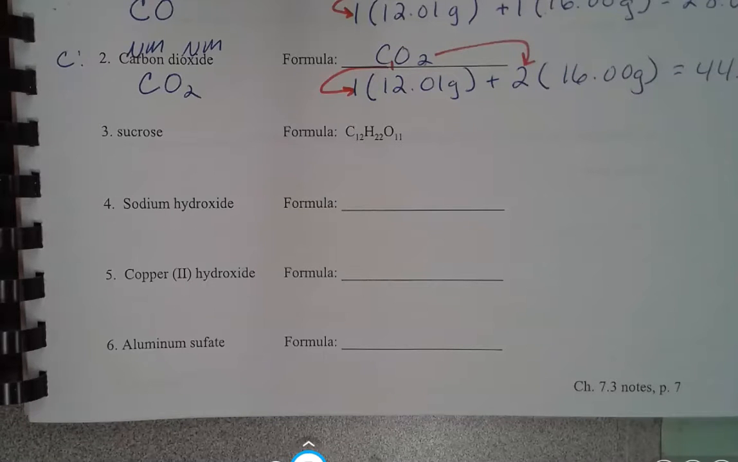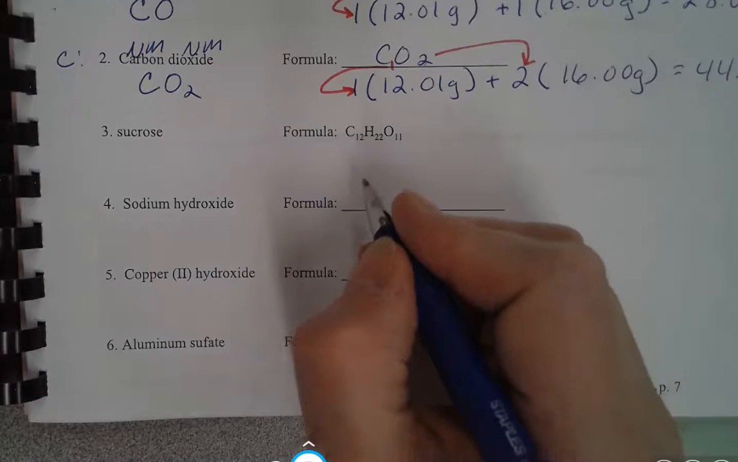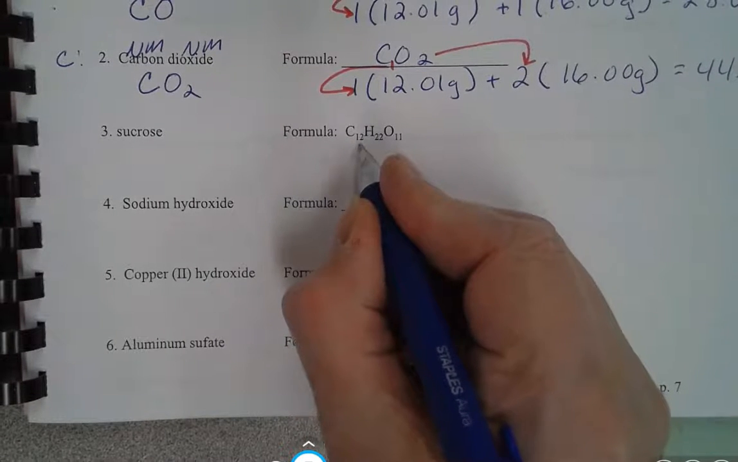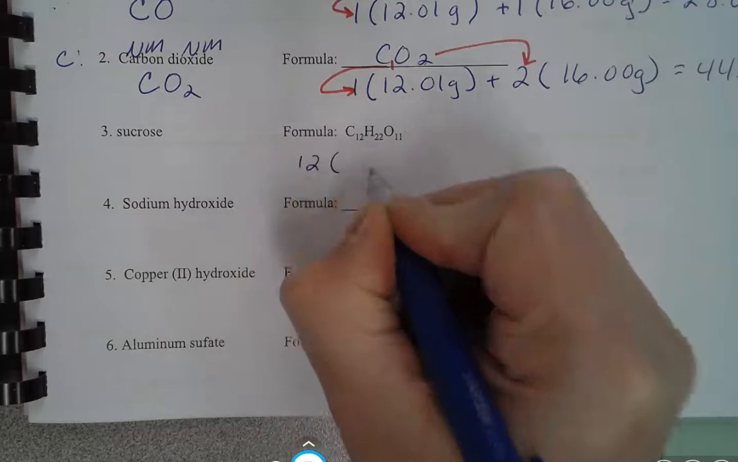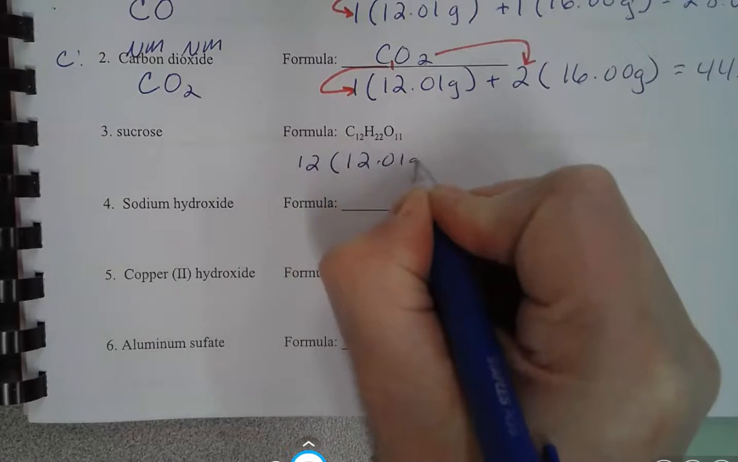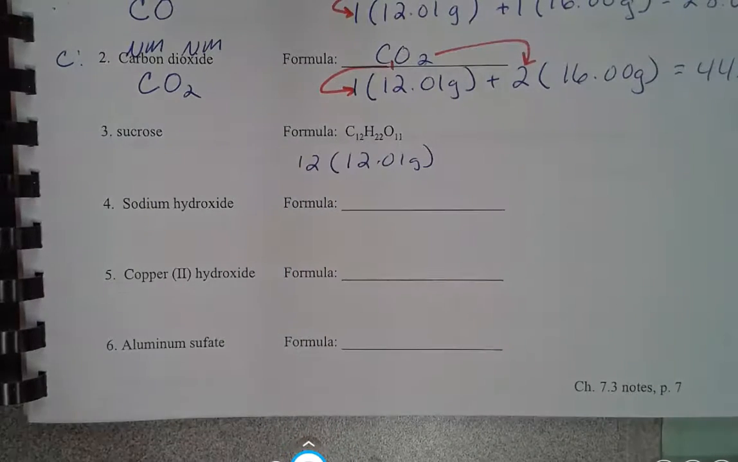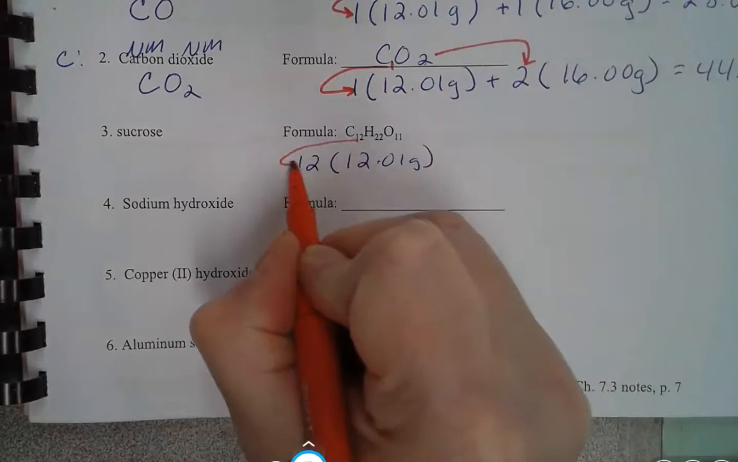All right, welcome back. Hopefully you figured it out. So what did I do here? Well, here's my formula. So how many carbons do I have? I have 12 carbons at 12.01 grams, right? So watch this. Here's where that 12 goes.